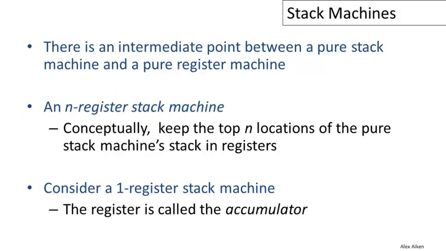And it turns out that there is an intermediate point between a pure stack machine and a pure register machine that's interesting. This is called an n-register stack machine. Conceptually, the idea behind an n-register stack machine is just to keep the top n locations of the stack in registers. The particular variant that we will be most interested in is the one-register stack machine, because you get quite a bit of benefit by even having a single register that's dedicated to the top of the stack.